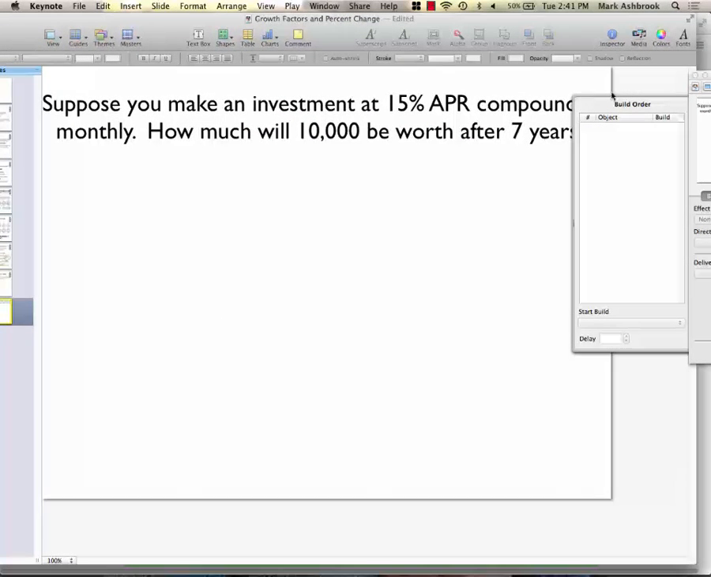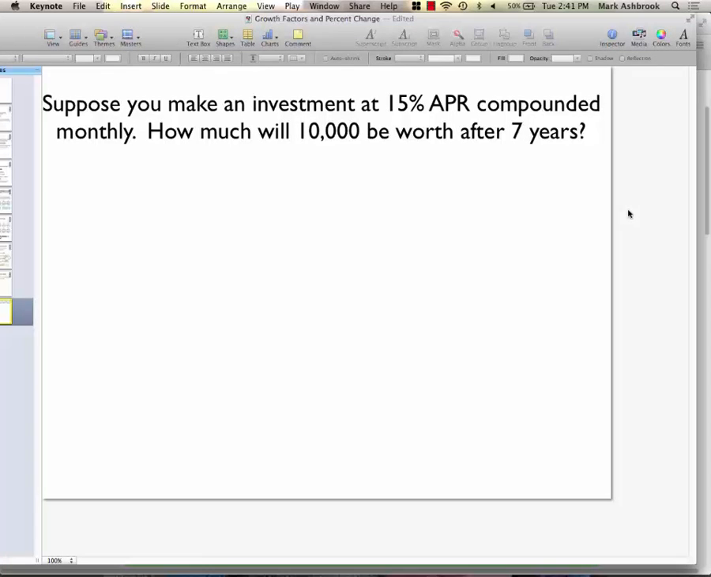Okay, so suppose you make a 15% APR compounded monthly. How much will $10,000 be worth after 7 years in this scheme? Can you do it? So 15% APR compounded monthly. And as you go through the steps, identify every number that you're calculating along the way, like I've been trying to encourage you to do. Don't just push to get a final answer. Take it through the process, identify what you're doing, and identify the meanings of the numbers.